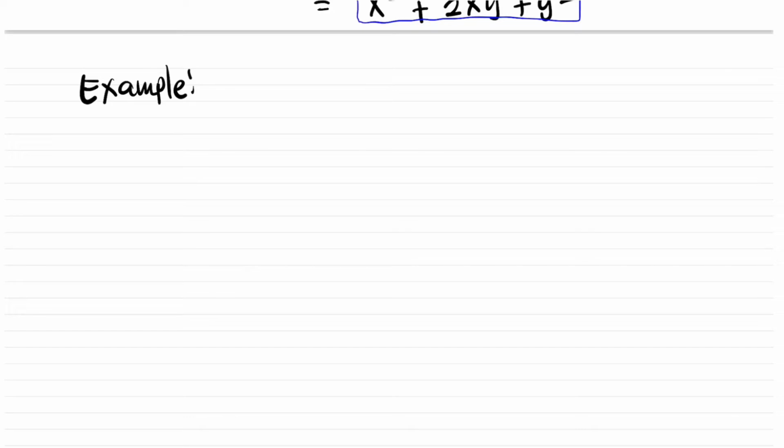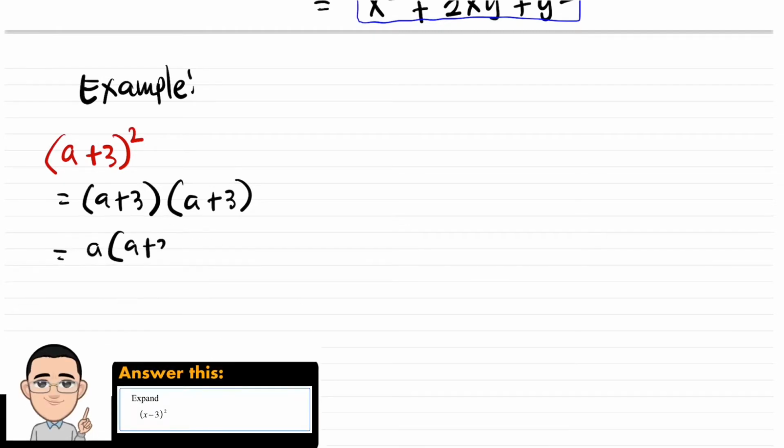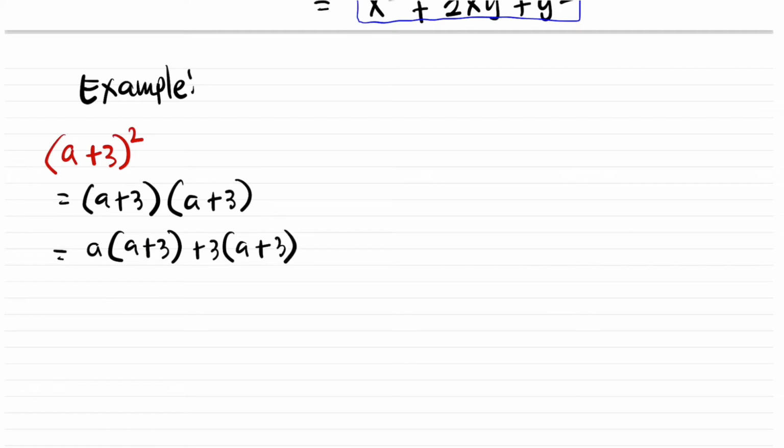For example, I have here a plus 3 squared. First things first, we use binomial product. We write first the binomial and multiply it by itself. So we have a plus 3 times a plus 3, and then we use binomial product. We have a times a plus 3, plus 3 times a plus 3.